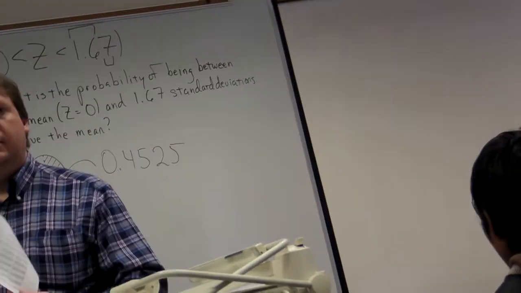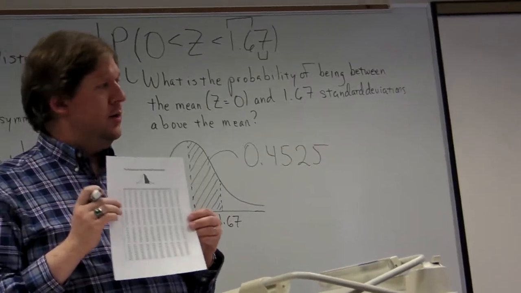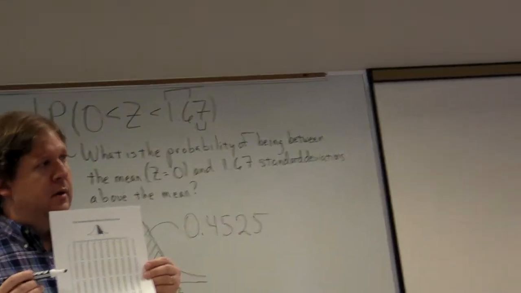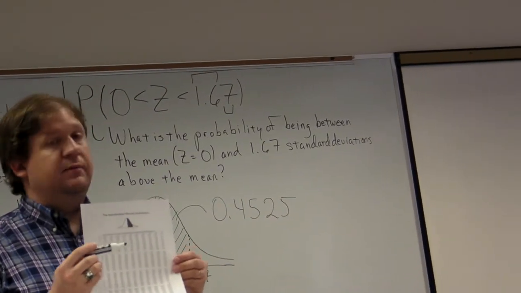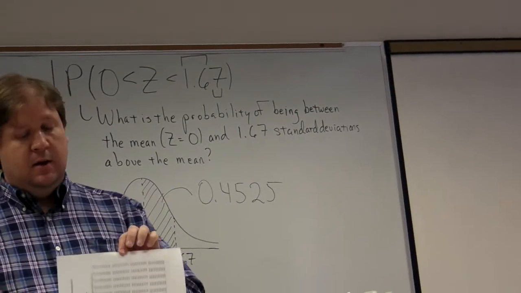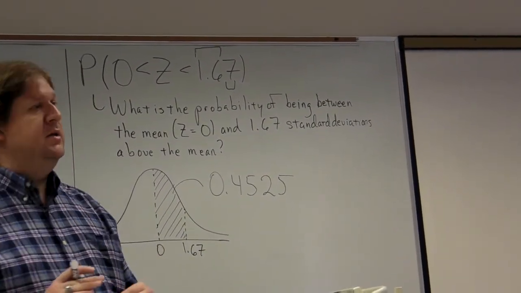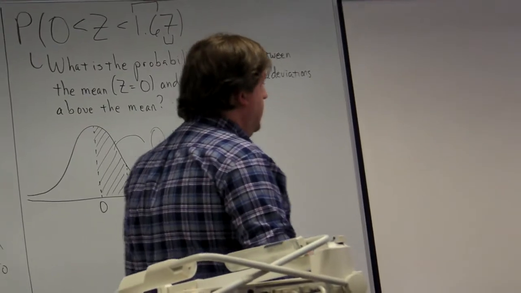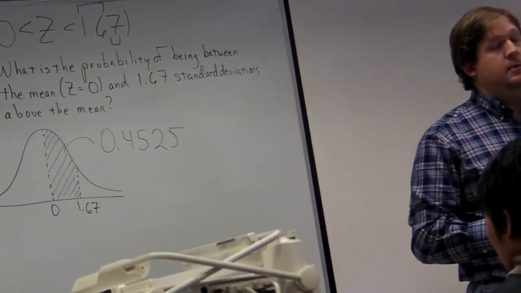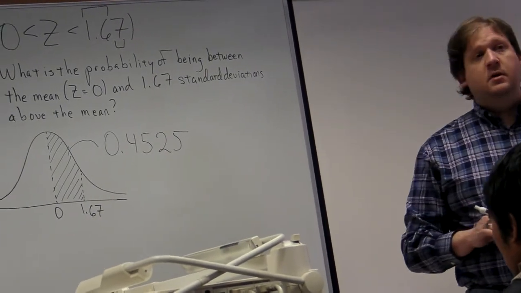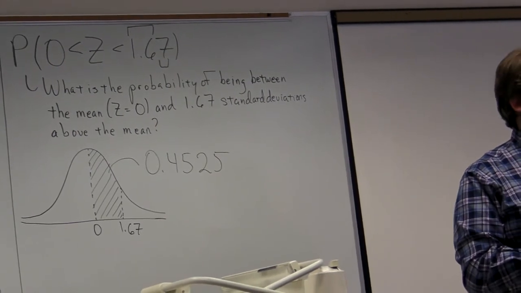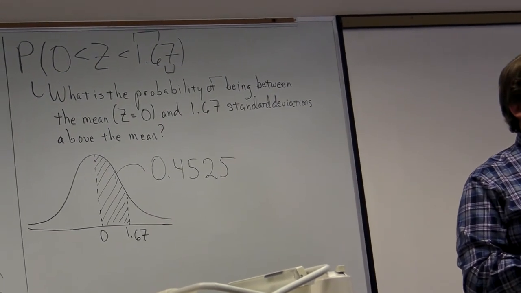And in this case, we find 0.4525. So again, if you look at your chart, you go down to 1.6, then across the 0.07 column, and you find 0.4525. What this tells us is the probability of being between the mean and 1.67 standard deviations above the mean is, in this case, 45.25%. Any questions here?